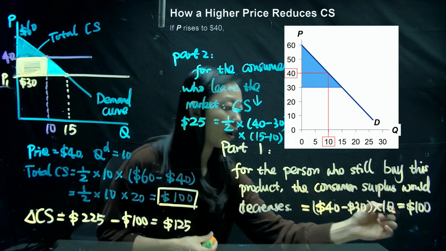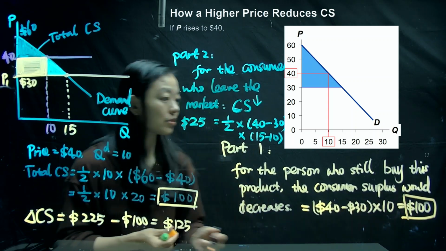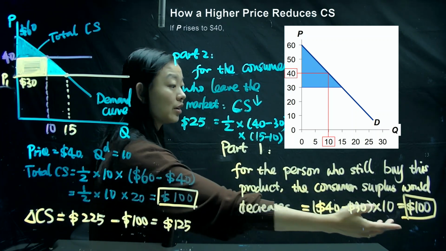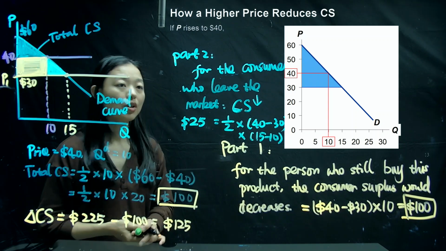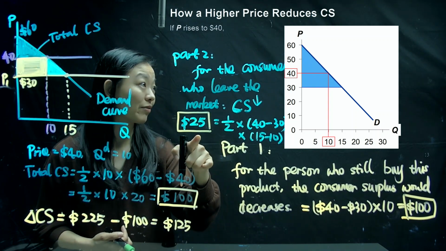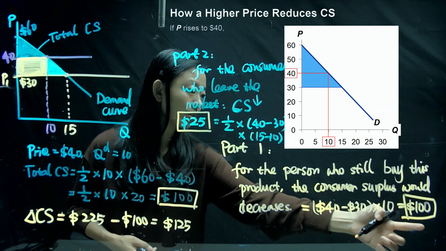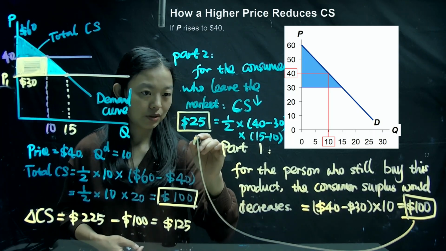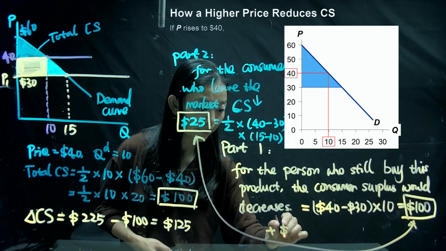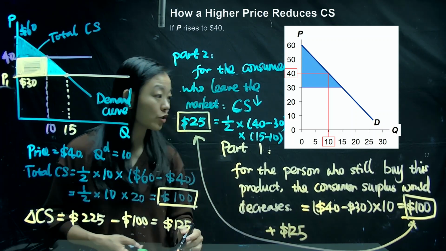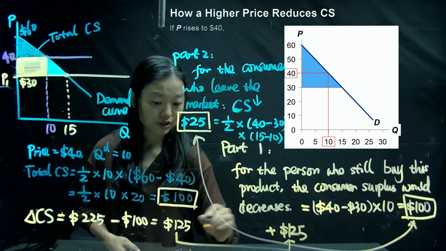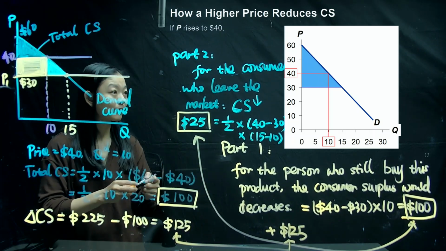So you can sum these two parts. For part one, the consumer surplus of the current consumers who still buy the product decreased by $100. For the consumers who leave the market, their consumer surplus decreased by $25, right? You use $100 plus $25, and you get the total consumer surplus decreased by $125, which is exactly what we just computed, right?